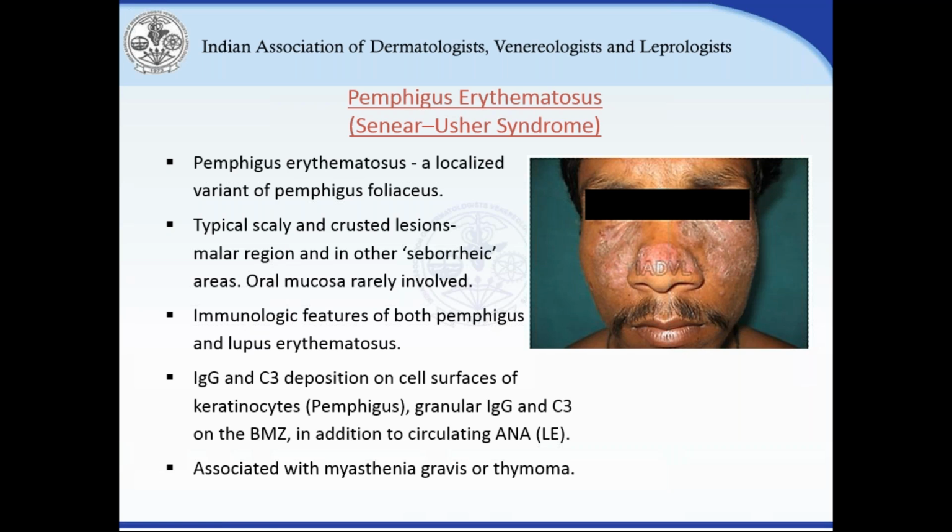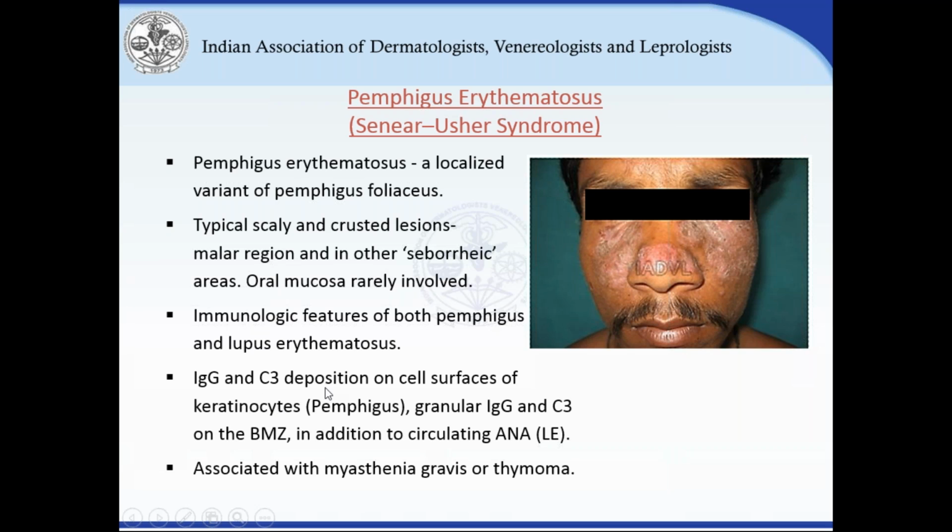Pemphigus erythematosus is actually a variant. From the name, you can guess that it has to do something with SLE. So there is circulating anti-nuclear antibody also in these cases, and the patient has a malar rash. You can see here. So typically scaly and crusted lesions in the malar region and in other seborrheic areas. Oral mucosa is rarely involved, and there are immunologic features of both pemphigus and lupus erythematosus.